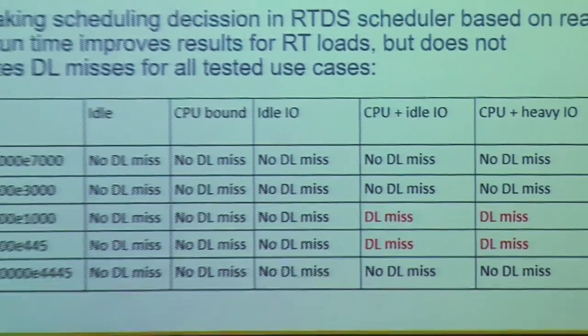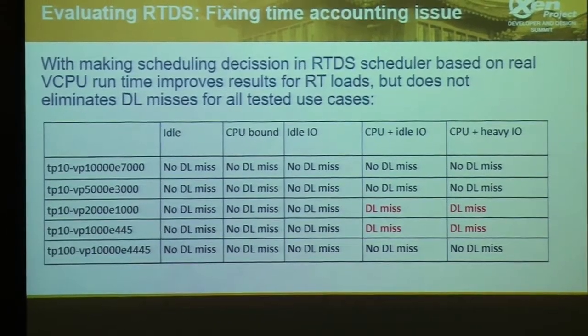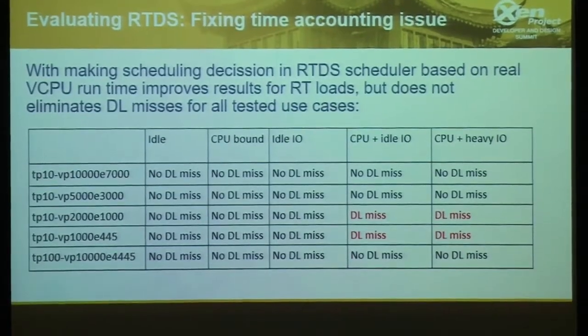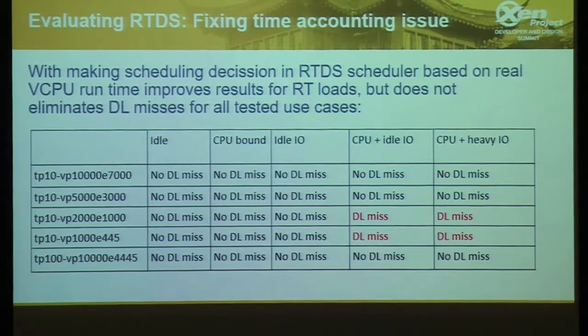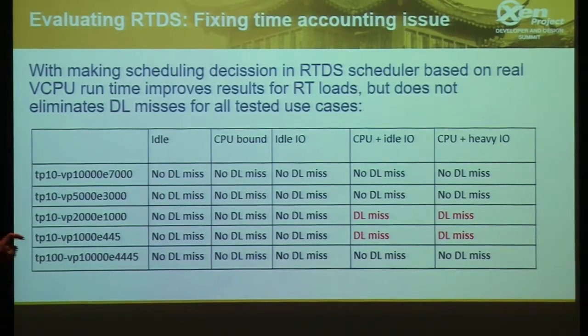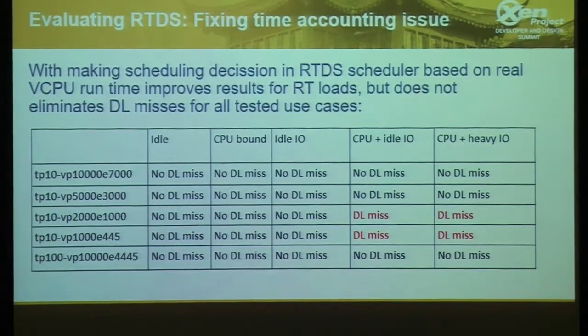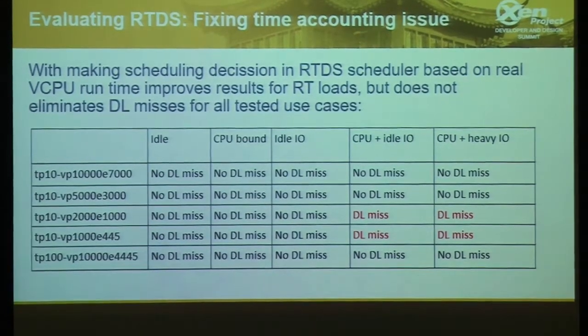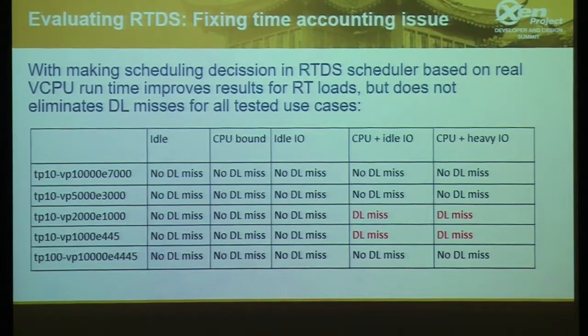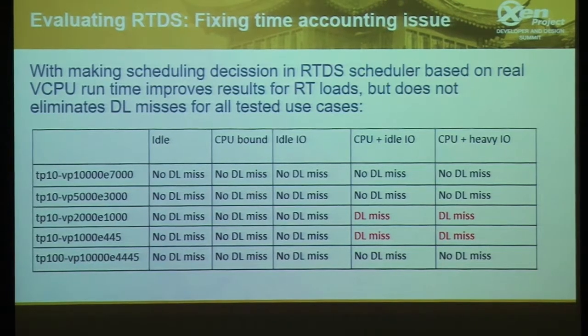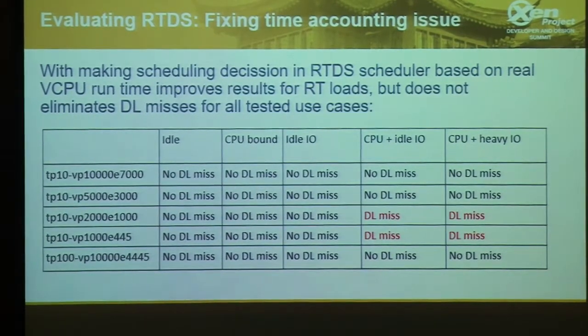Actually, for the RTDS scheduler, I have a patch where I count time, what I name real CPU runtime. With this patch, we see that the situation is better, but we still face deadline misses for heavy loads with a lot of IOs, a lot of IRQs, and a lot of inter-domain communication.